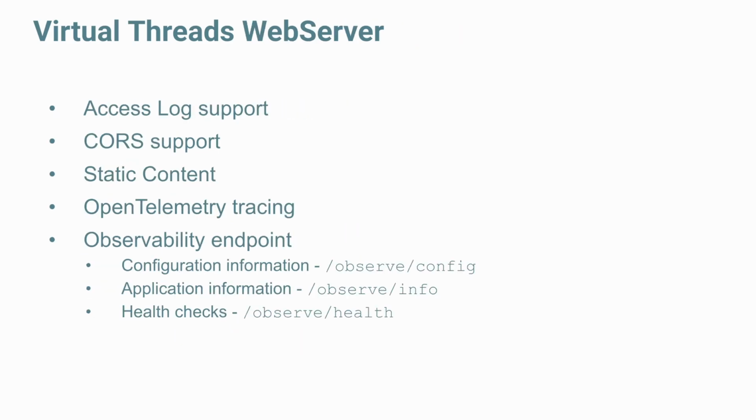So there is full access log support, full CORS support, we support static content, and of course OpenTelemetry, because it's highly demanded on the market now. And to run everything nicely in the cloud, there is nice observability support. So we have health checks, metrics, logging observability, and configuration observability, everything you need for good telemetry of your microservices in the cloud.